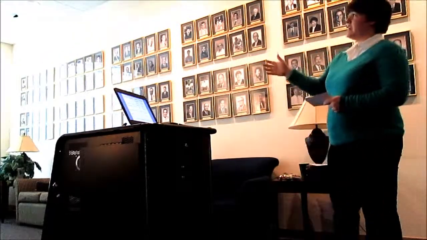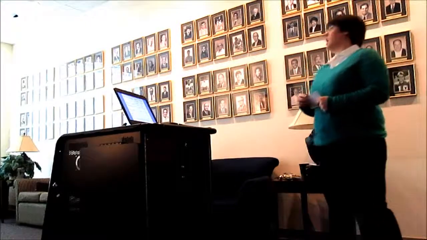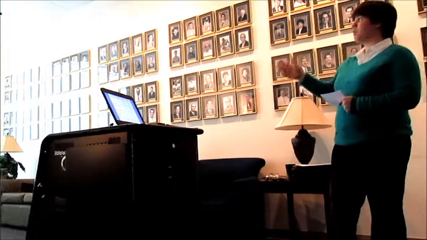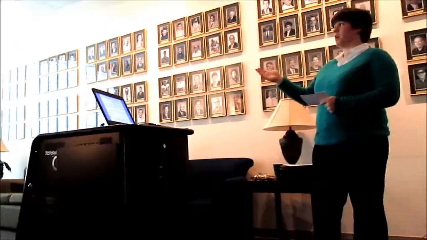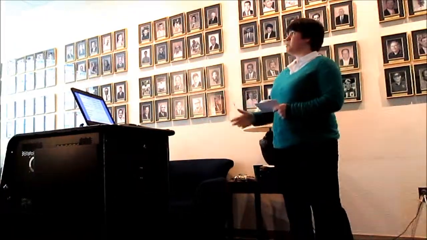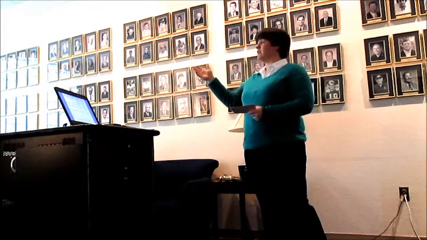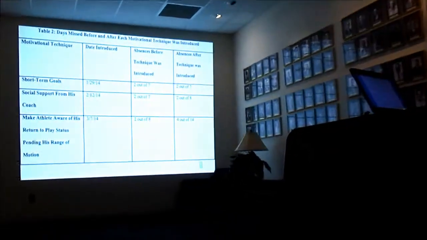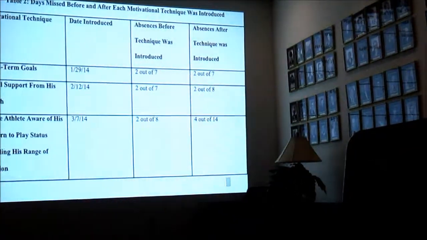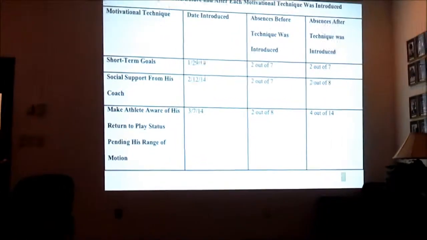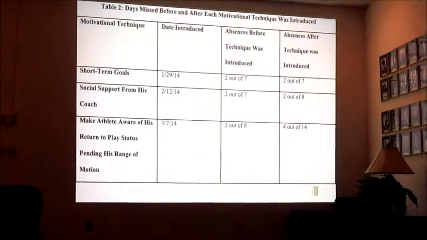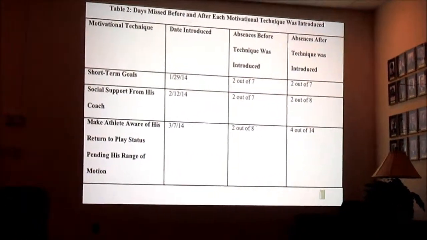Then when I tallied up the days missed, he had 2 out of 7 before and then missed 2 out of 7 with short-term goals. Social support from his coach: he had 2 out of 7 before, because that was the short-term goals, and then 2 out of 8 after. And then for making the athlete aware of his return to play status pending his range of motion, 2 out of 8 before, and then 4 out of 14. The reason there's a big jump in the 4 out of 14 versus your 2 out of 7, 2 out of 8 is part of my limitation, so I'll talk about that later.